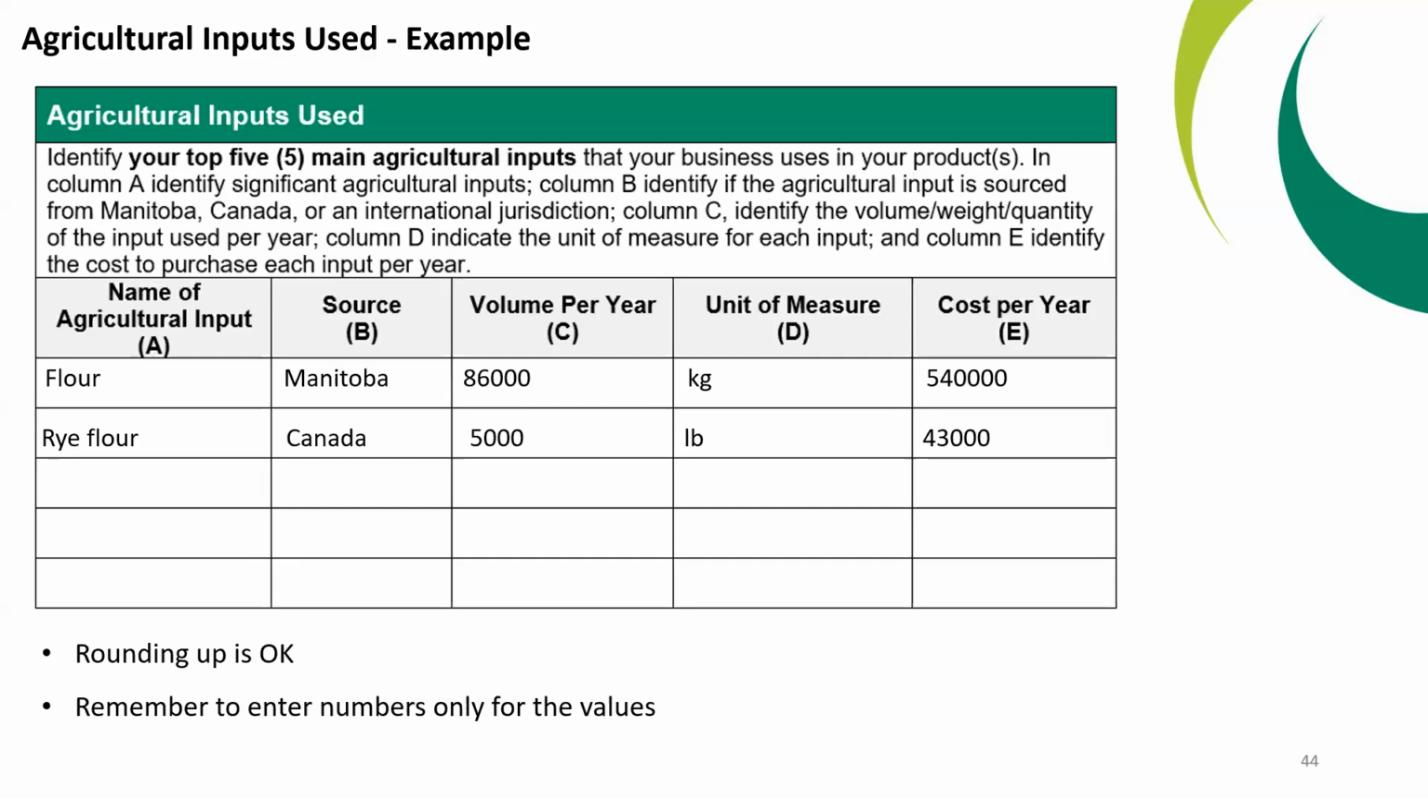If it's 53,876, fine, just put, or 537,000, put 540,000. That's okay. Never bother with the pennies. We don't need that sort of detail.